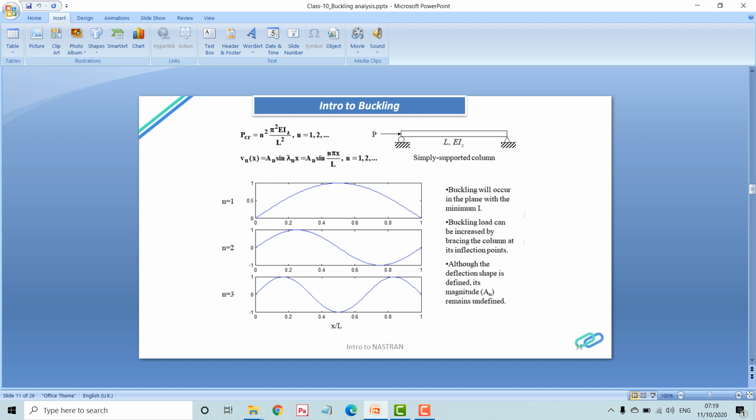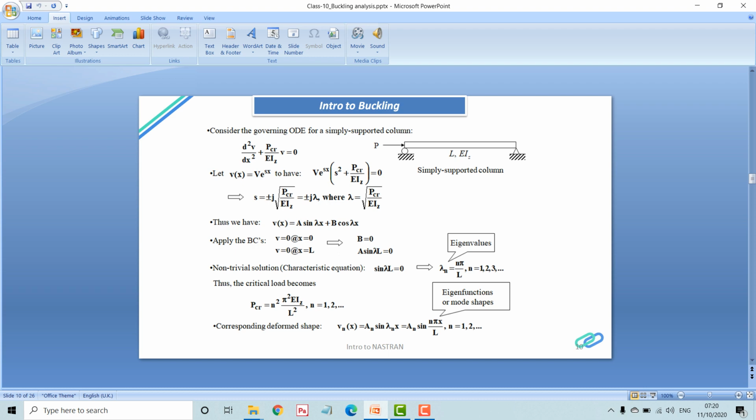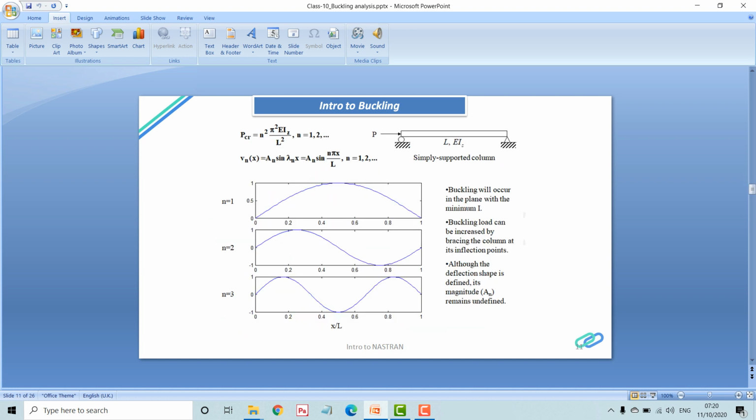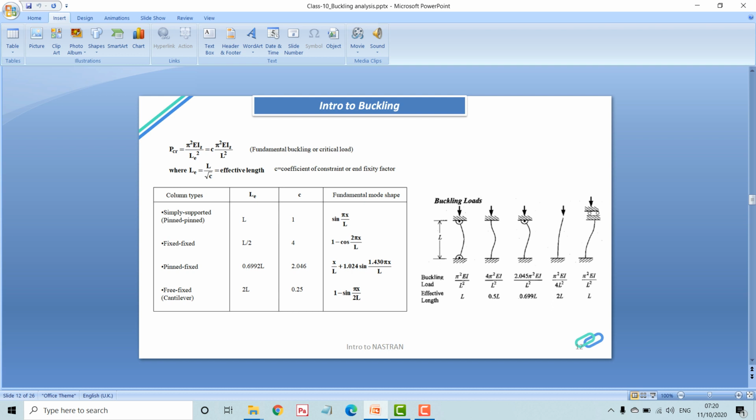So mostly the buckling, as I mentioned earlier, depends on the slenderness ratio and also on the flexural rigidity of the column. Buckling will initiate on the plane which has the minimum moment of inertia, and the critical buckling load can be increased when you are bracing the column at its ends. When you say bracing, it is like clamping the ends, fixing the ends. So this is a typical buckling solution for a column, how the buckling loads are calculated, and how the buckling load will vary for different boundary and support conditions.